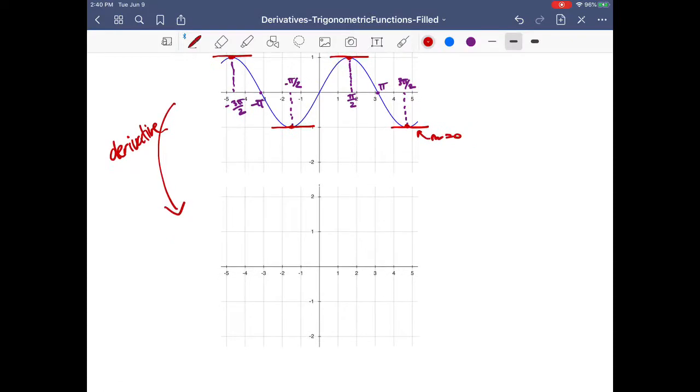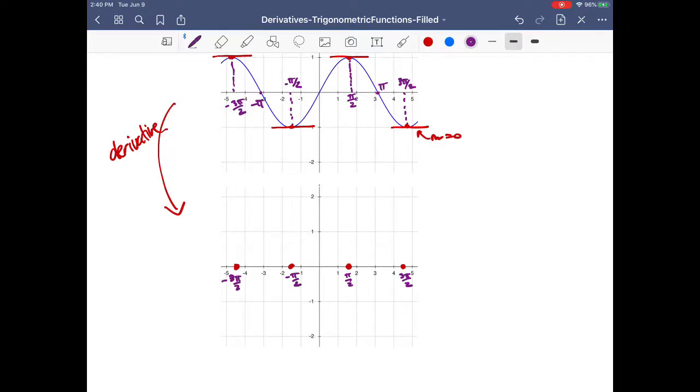So at pi by 2, we're at 0. At 3 pi by 2, we're at 0. At negative pi by 2, we're at 0. And at negative 3 pi by 2, we're at 0. So this is pi by 2, 3 pi by 2, negative pi by 2, negative 3 pi by 2.